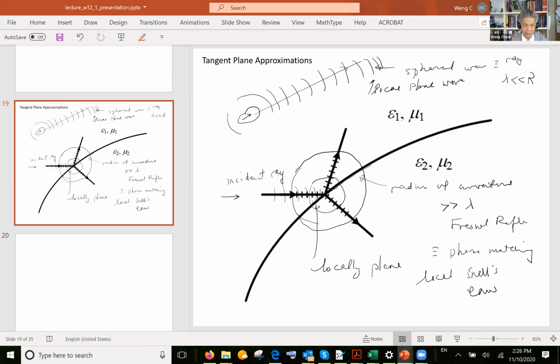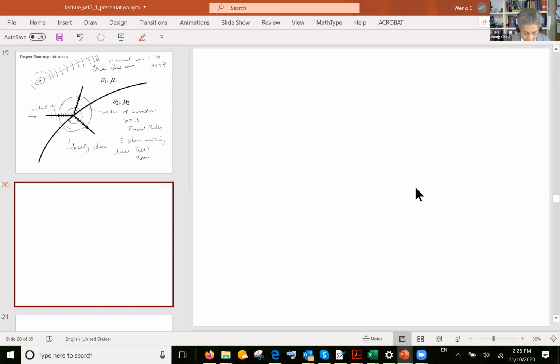So because of this tangent plane approximation, the local plane wave approximation, and the fact that you can replace things with tangent plane physics when the wavelength is very short compared to the radius of curvature, then you have the field called ray optics.